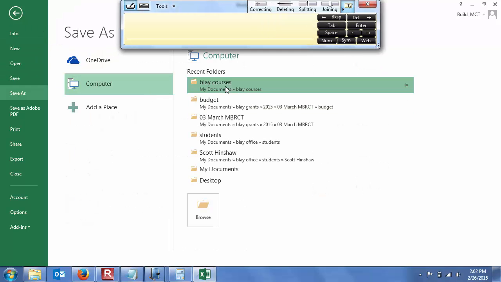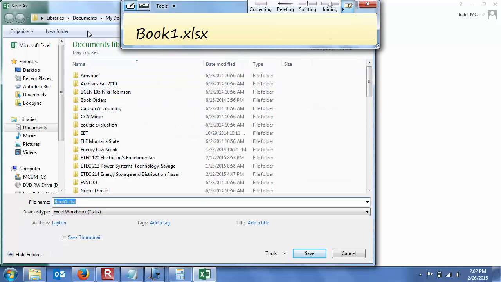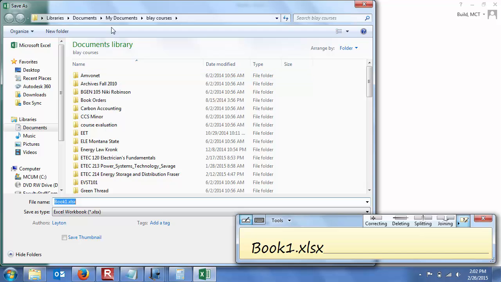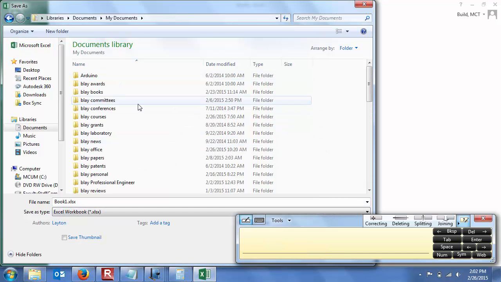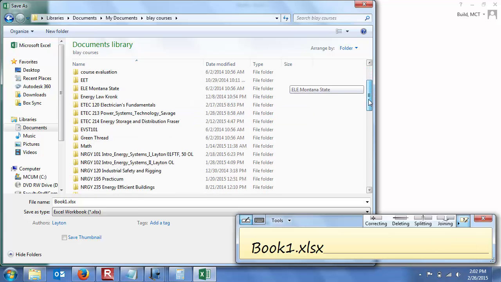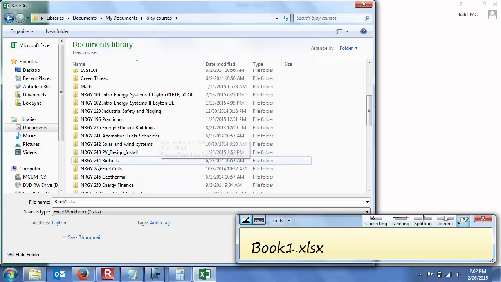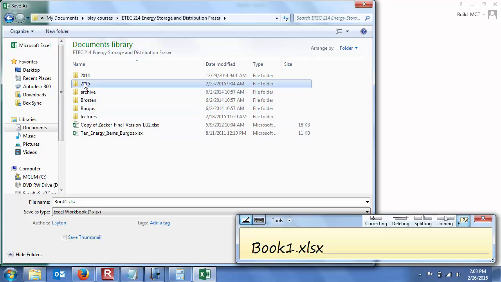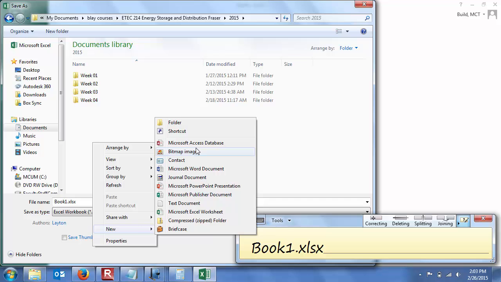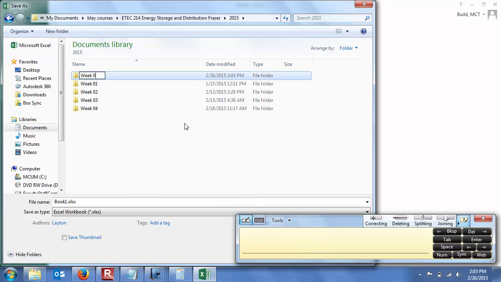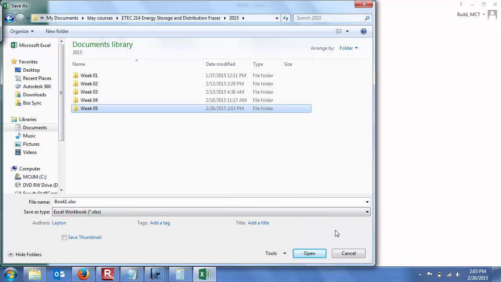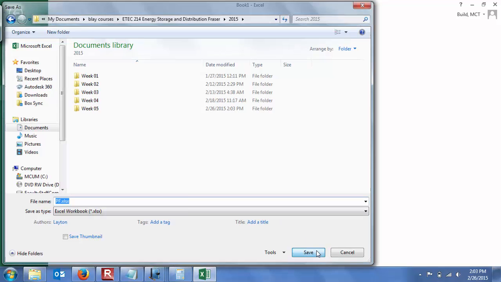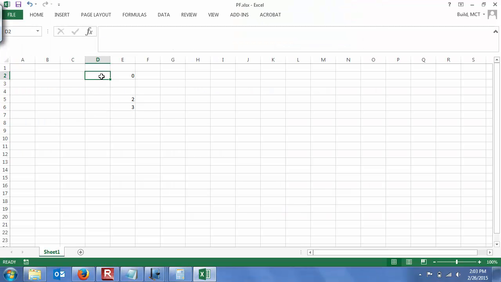Save. $213, $242, PF, save. All right, so there's my IF statement.